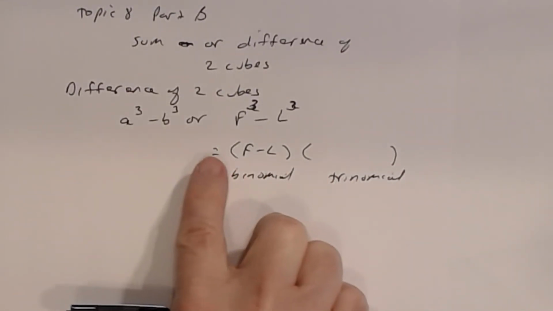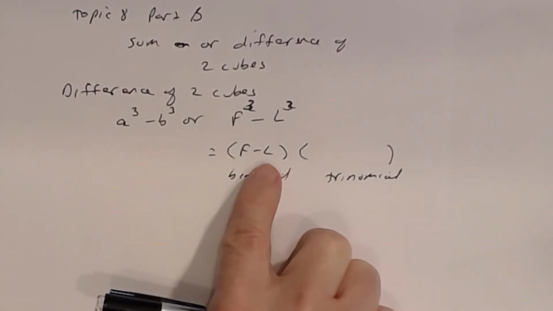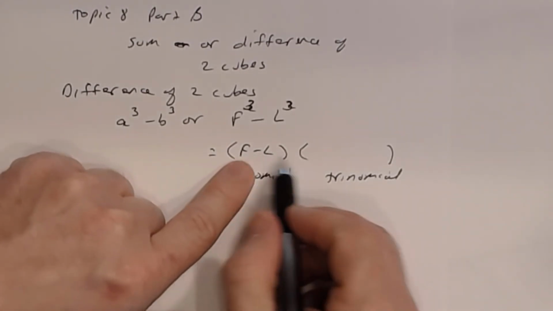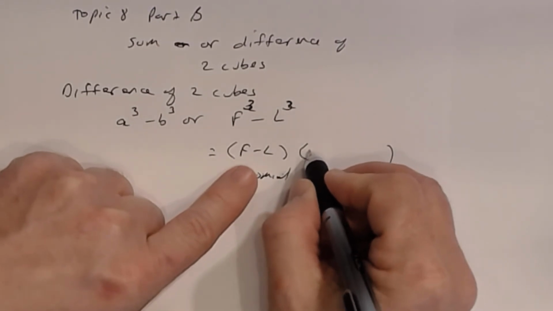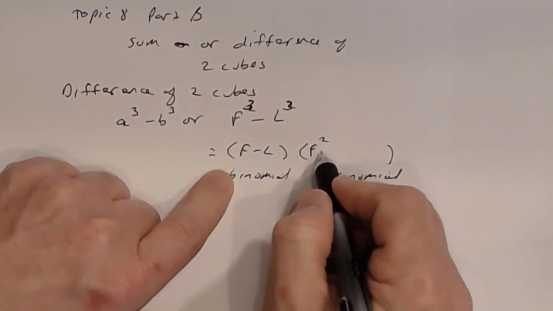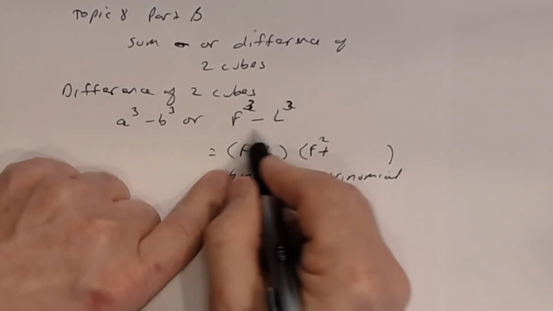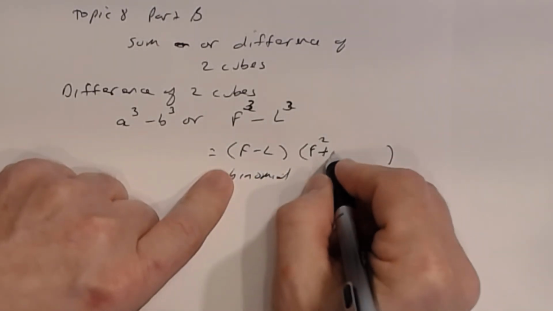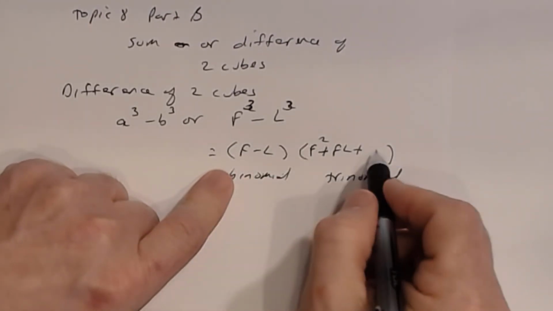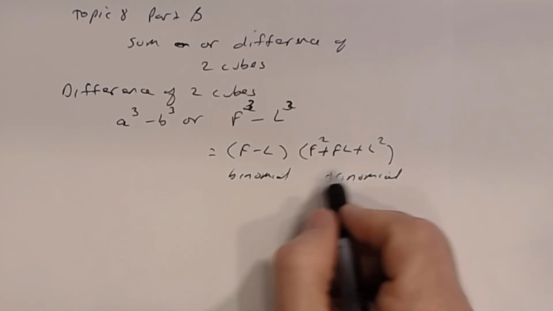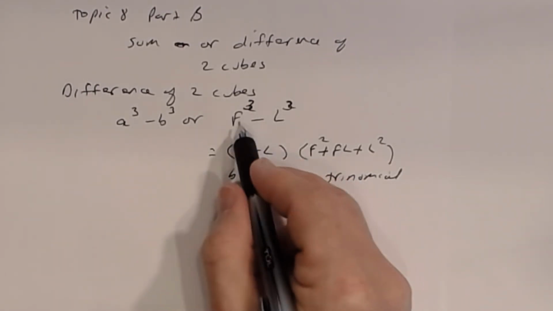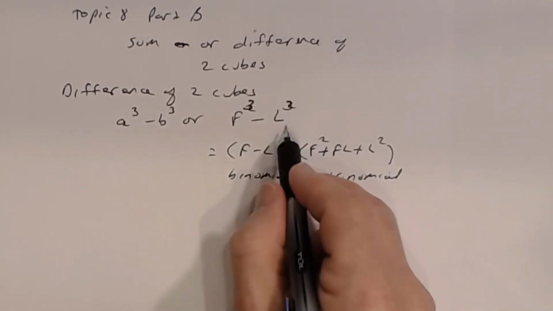Now this is a formula you're going to have to remember. So it'll be f minus l, the binomial, times the trinomial. The trinomial is this. You're going to square f. You're going to add the product of the first and the last. You're going to say plus f times l. And then you're going to add the l squared. So there's your trinomial: first squared plus f times l plus l squared.